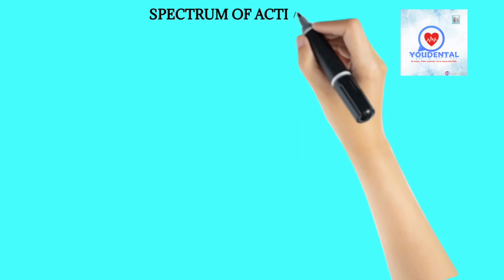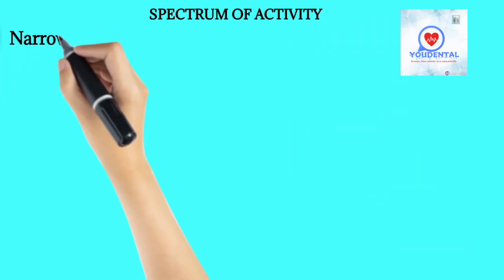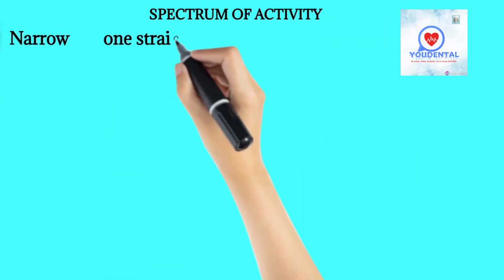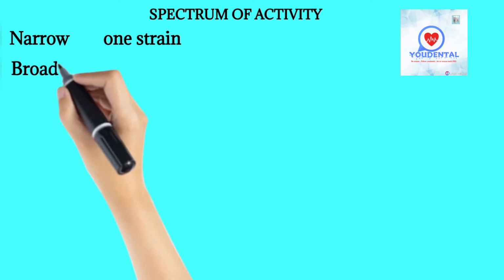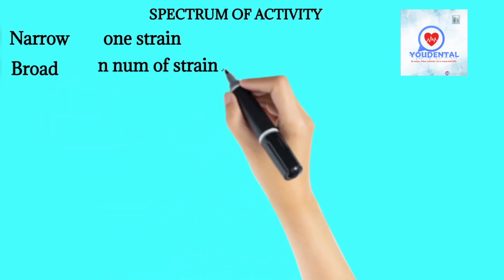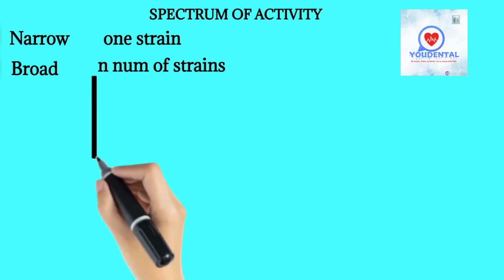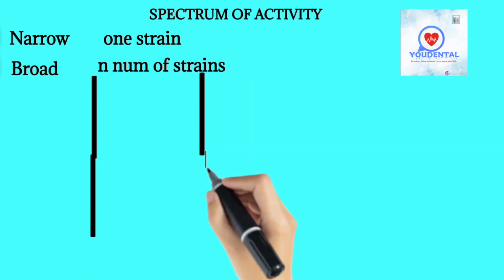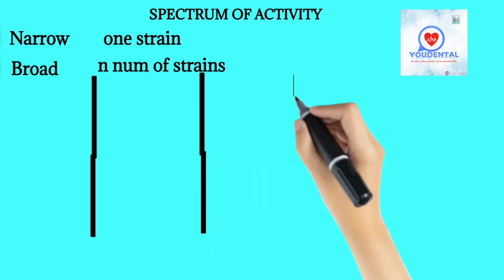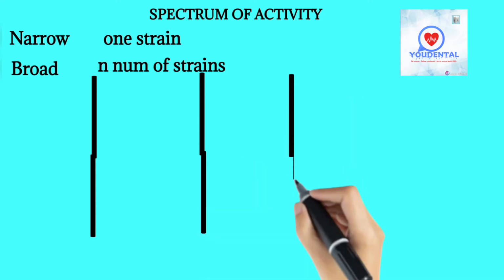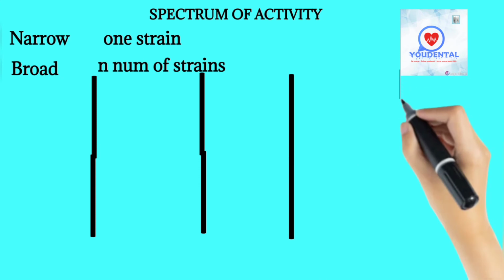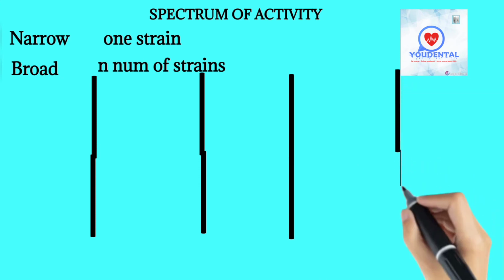Then under spectrum of activity, it is divided into narrow and broad. Narrow means a single strain, one strain. Broad means n number of strains, that is, more than one strain. So first divide into 5 columns. It will be useful for you if you divide like this. Now I have divided into 5 columns.